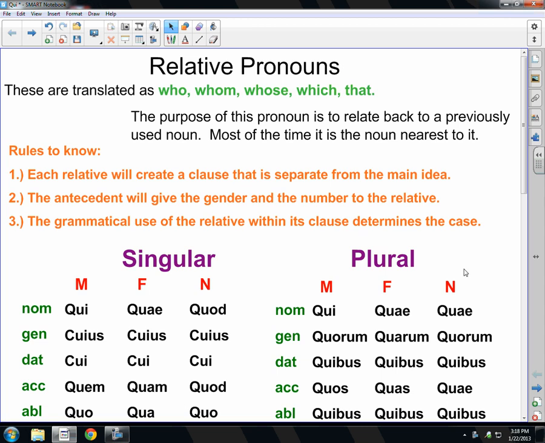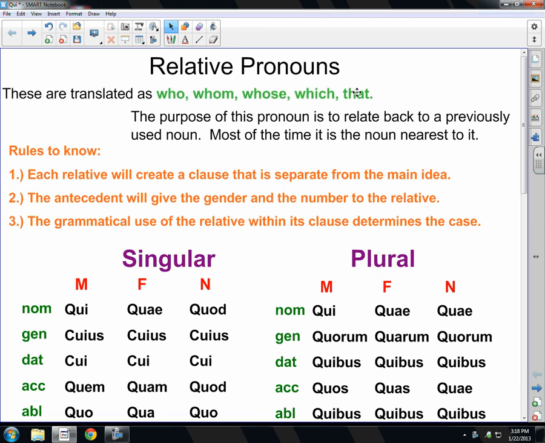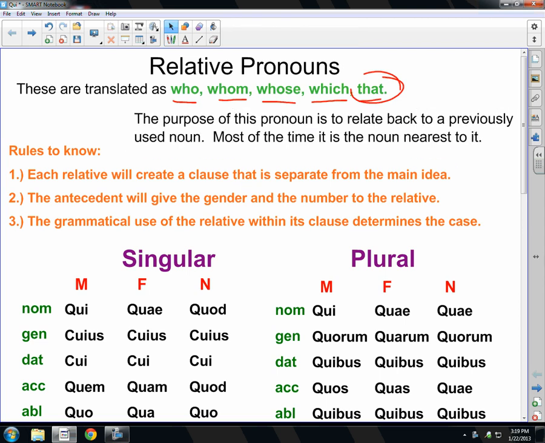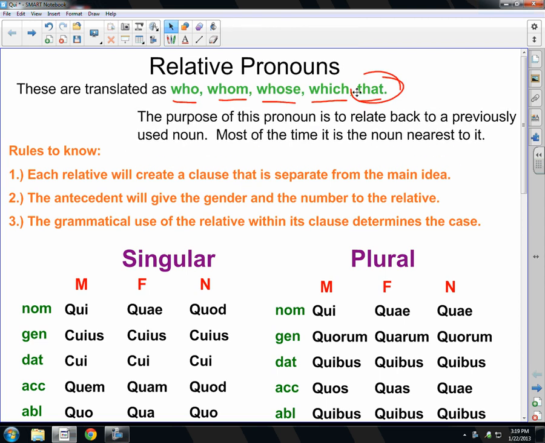Today is a lesson on the QU words in Latin. The first one, and probably the most important one to remember as far as charts are concerned, is the relative pronoun. Now, we translate these relatives with words in English like who, whom, whose, which, and that. That's okay to use every once in a while when we're going into English from the Latin.